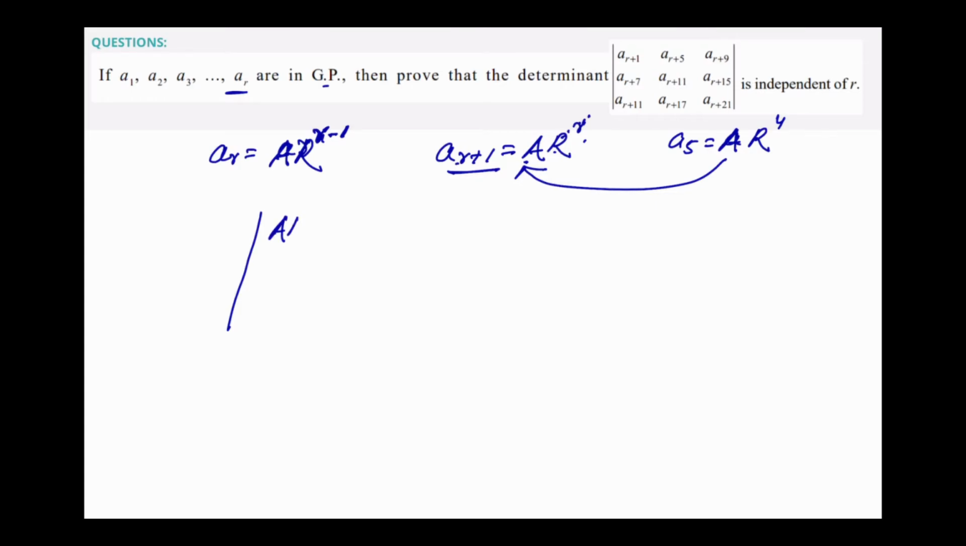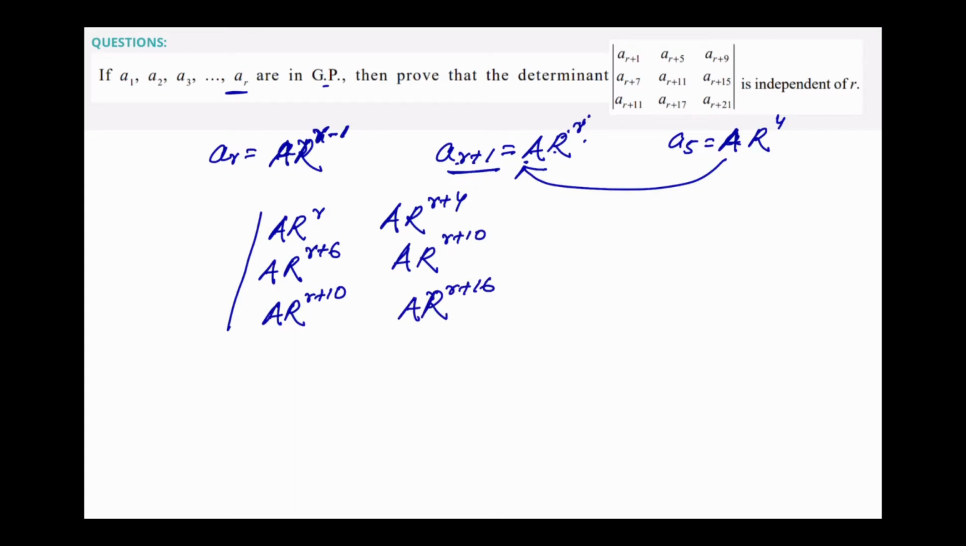So this whole thing I'll start expressing in terms of A R power R. A R power, what will it be? R plus 7 means what? R plus 6. Correct. So A R power R plus 10. Okay. So the moment you are able to understand this concept, the whole question is nothing. So A R power R plus 10, A R power 1 less, R plus 16. Same thing, A R power R plus 8, A R power R plus 14, A R power R plus 20.